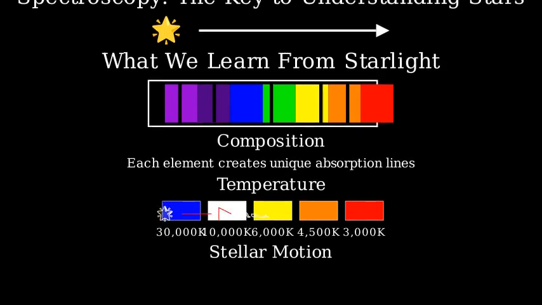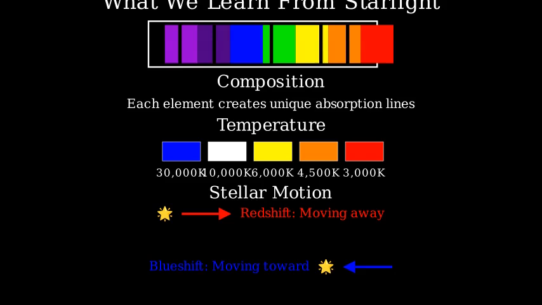Third, we can measure a star's motion through the Doppler effect. If a star is moving toward us, its spectral lines are blue shifted. If it's moving away, they're red shifted.